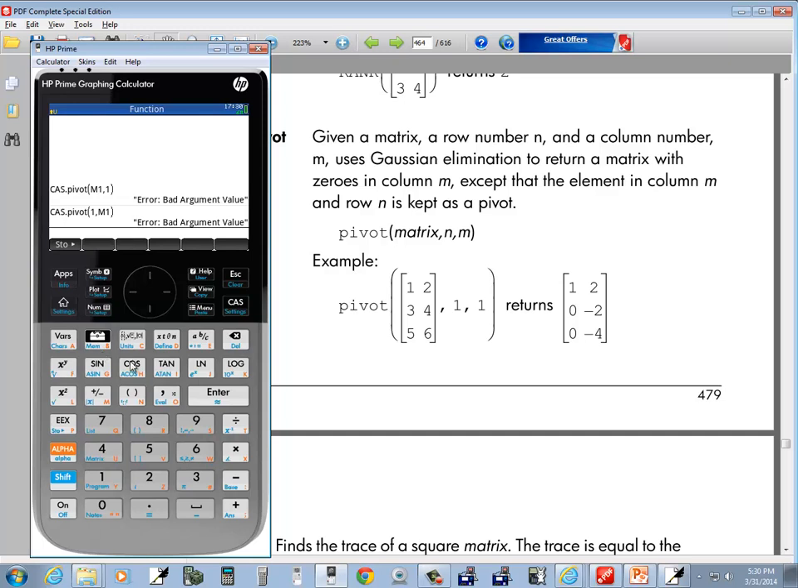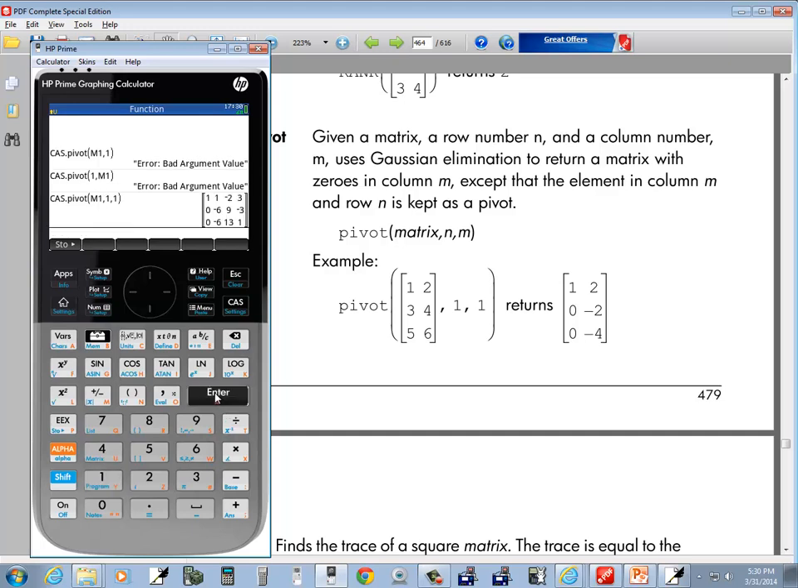Okay, so looks like I was close. Close doesn't really count though, does it? Enter. And let me do a comma 1 here. And press enter. Now look what it did. We got our 1 here, we got zeros below it.